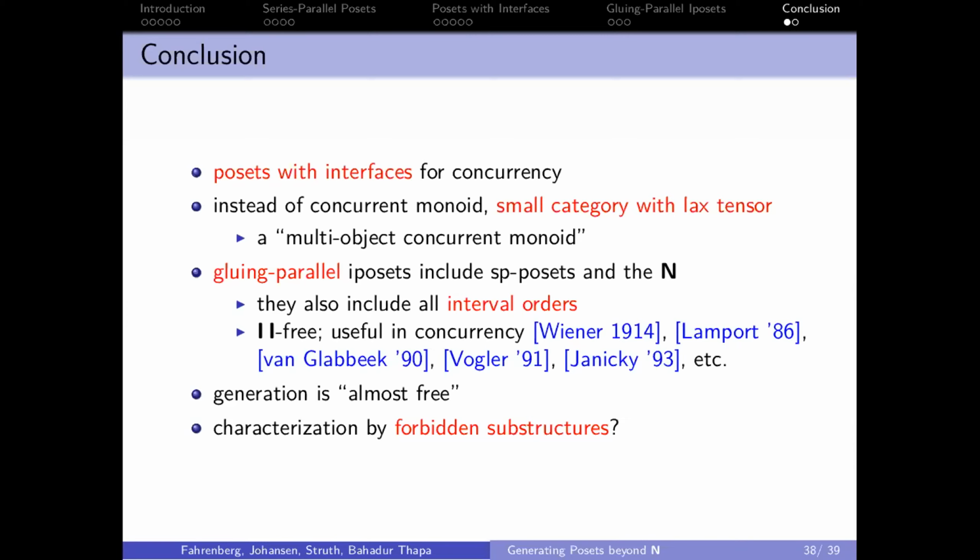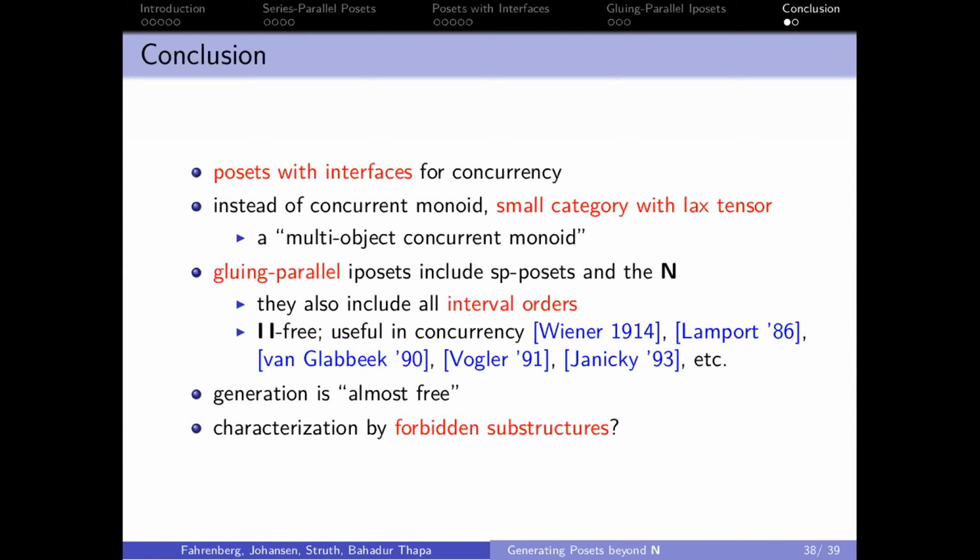The gluing parallel iposets include all SP posets. They include the N. Actually, they also include all interval orders. I didn't have time to talk about interval orders here, but it's very early that they have been recognized as being useful in concurrency. Actually, Norbert Wiener in 1914 already noted that in relativity, the ordering of events is an interval order. And then they have been taken up in concurrency theory by Leslie Lamport and Rob van Glabbeek and Walter Vogler and Janicki and other people.